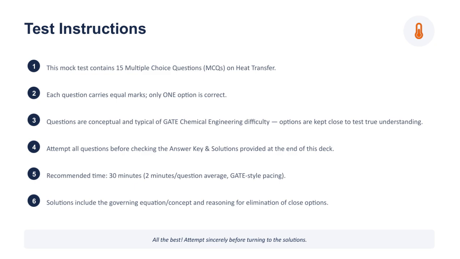Make sure to attempt all questions before you check the answer key and detailed solutions at the end of this deck. We recommend you complete the test in about 30 minutes, which breaks down to roughly 2 minutes per question, mimicking the exam's pace. The solutions not only provide the correct answers, but also explain the governing equations and concepts, along with reasoning for why close options are incorrect. Good luck, and remember to give it your best effort before reviewing the solutions.